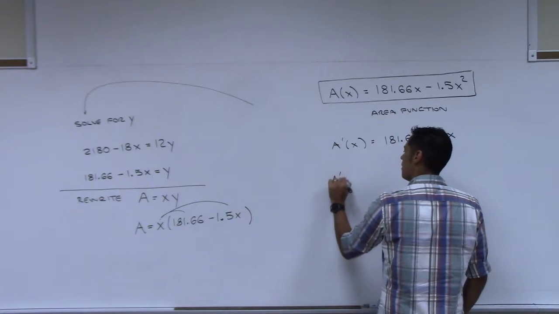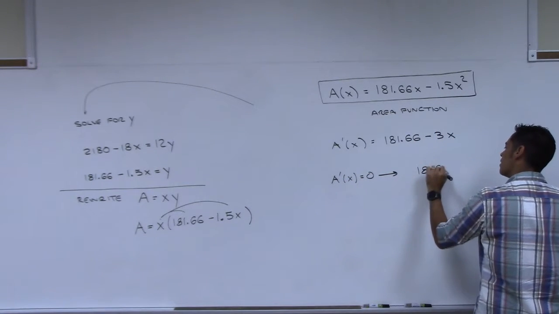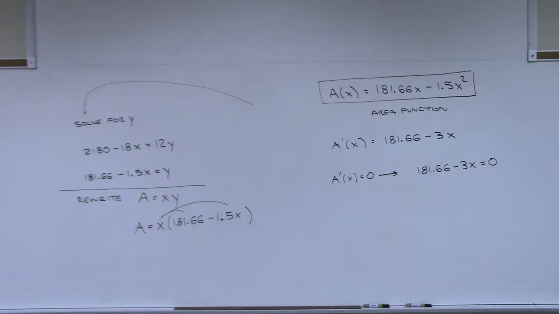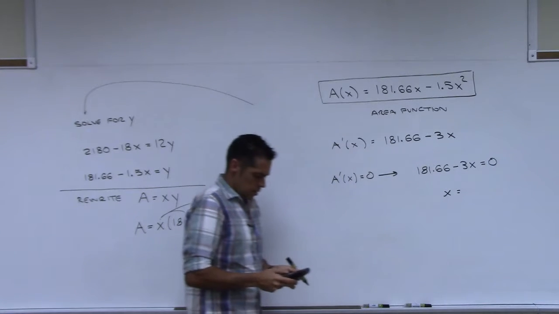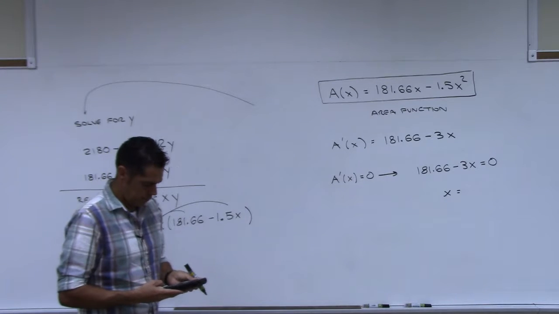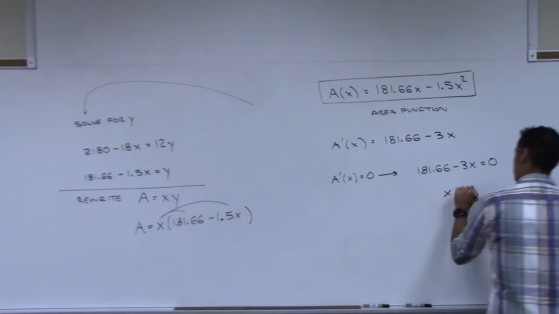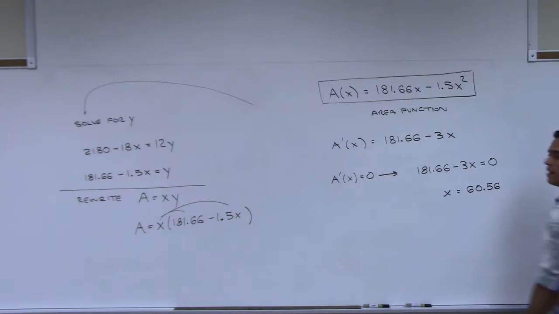So if I take the derivative and I set it equal to 0, that means I'm going to take 181.66 minus 3x, set it equal to 0. And this is just a little linear equation. You can move things around and divide through, and let's see what we get. It was about 60.5, 60.5, 60.6, something like that. Okay?